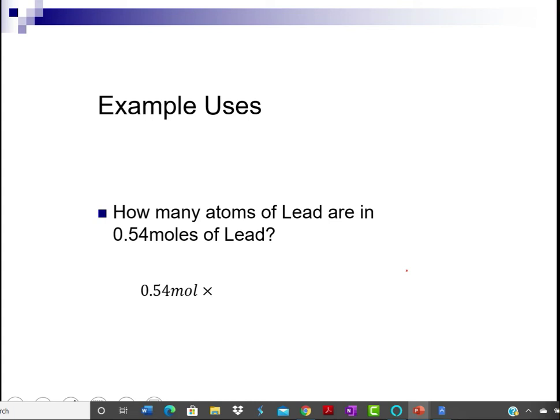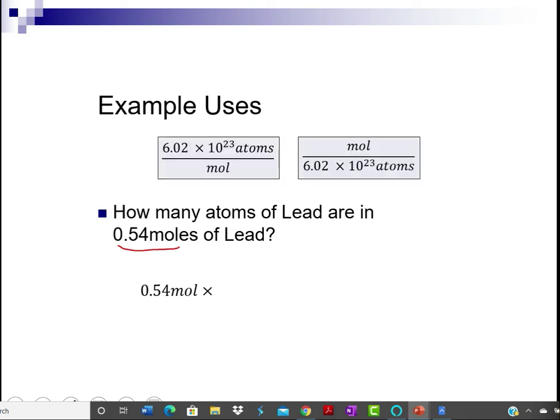So we always do the same thing. We always start with whatever's given to you. Whatever's given to you goes down first. And once you write down what's given to you, then you need to figure out what conversion factors to use. Since we know 6.02 times 10 to the 23rd particles is a mole, we have two conversion factors. We have 6.02 times 10 to the 23rd atoms on top of a mole, or we have the mole on top of 6.02 times 10 to the 23rd atoms.